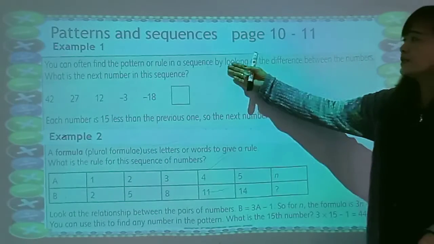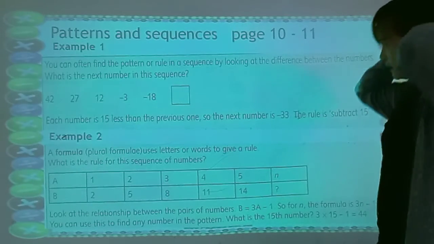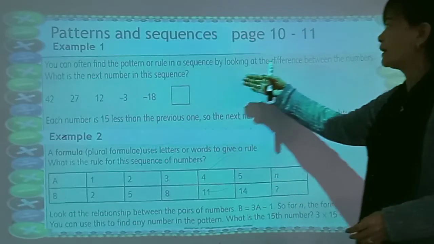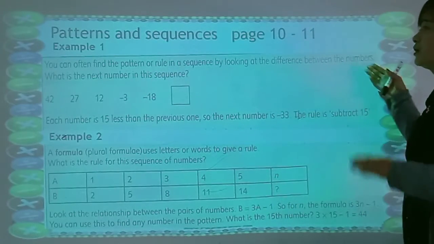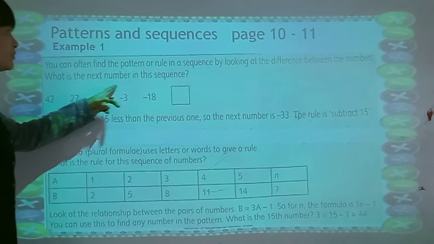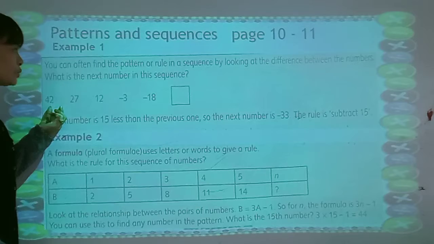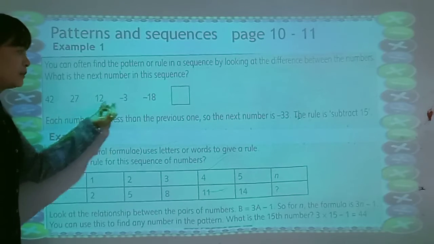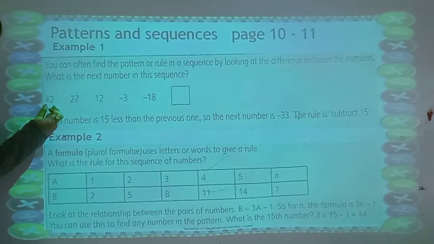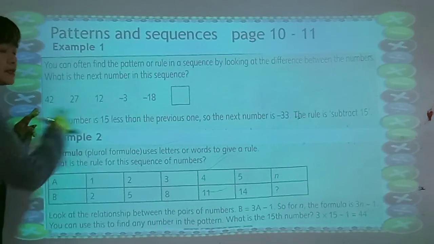Our lesson is patterns and sequences. Now, class, I want you to open your books to page 10. You can often find the pattern or rule in a sequence by looking at the difference between the numbers. In example number 1, what is the next number in this sequence? As you can see, we have here 42, 27, 12, -3, and -13. What is the pattern or rule that we are going to use in this sequence?